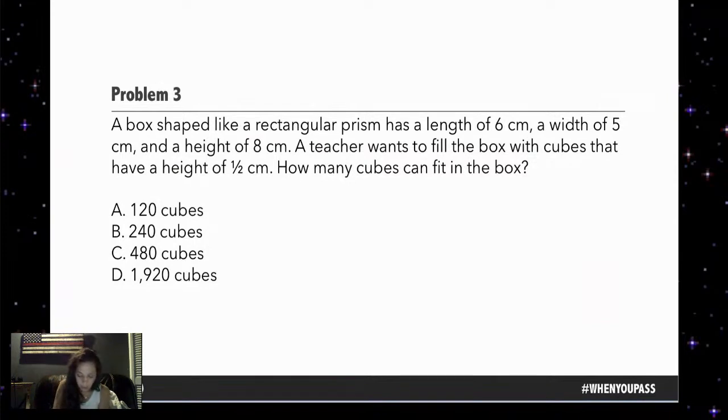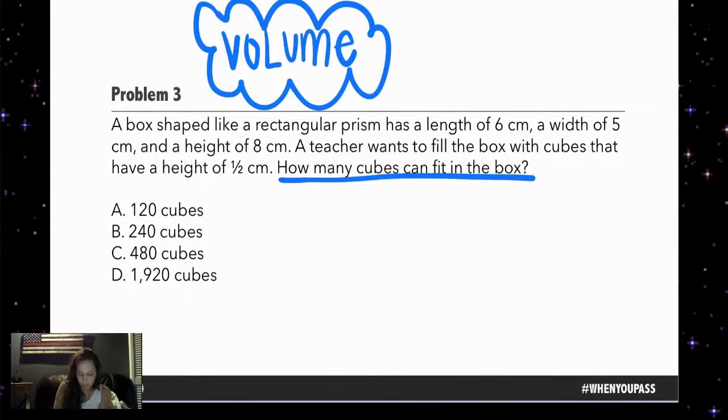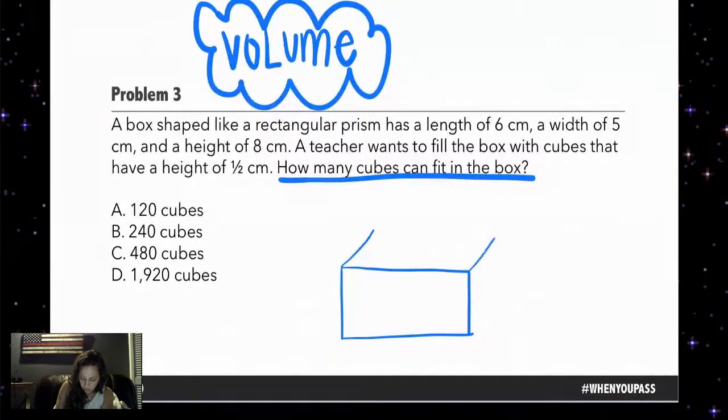First of all, when we're talking about how many cubes can fit in any box, pyramid-shaped box, cone-shaped box, rectangular prism-shaped box, what measurement are we talking about? Volume. You're absolutely right. We are talking about finding the volume of the box. So let's draw the box. Here is my box. And it has a length of 6, a width of 5, and a height of 8.